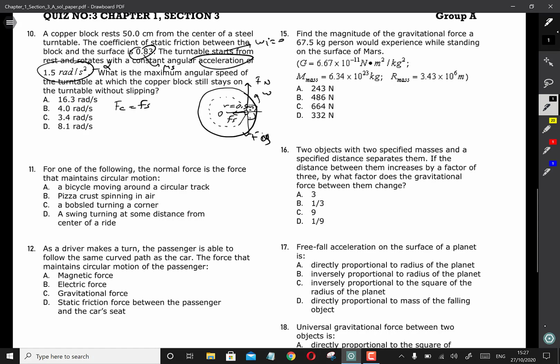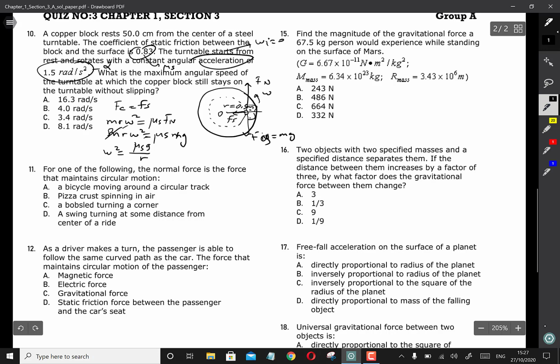Let's write them. Centripetal force is m r omega squared. We are going to calculate that omega. The question is that, still keeping the block on the surface, and maximum static friction force is mu s multiplied by Fn. So m r omega squared, we know that Fn is equal to Fg, which is m times g in here. Mu s m g, and m will simplify. Omega squared is equal to mu s g over r. After that, take the square root and calculate omega.